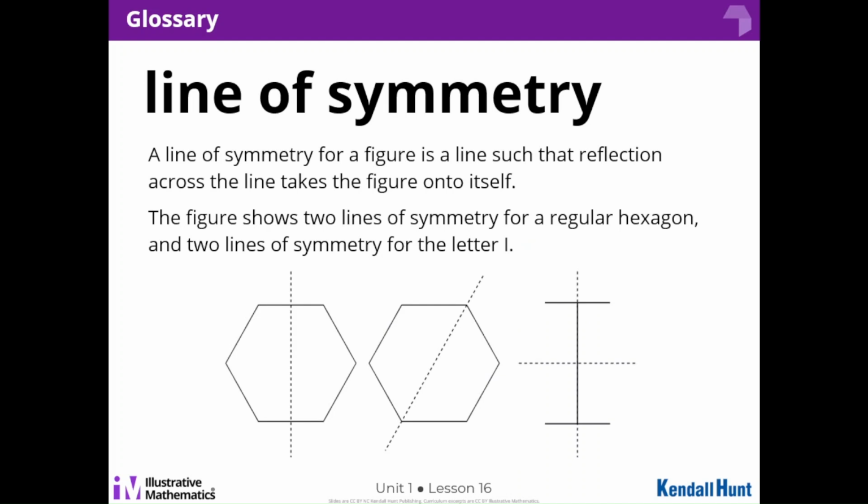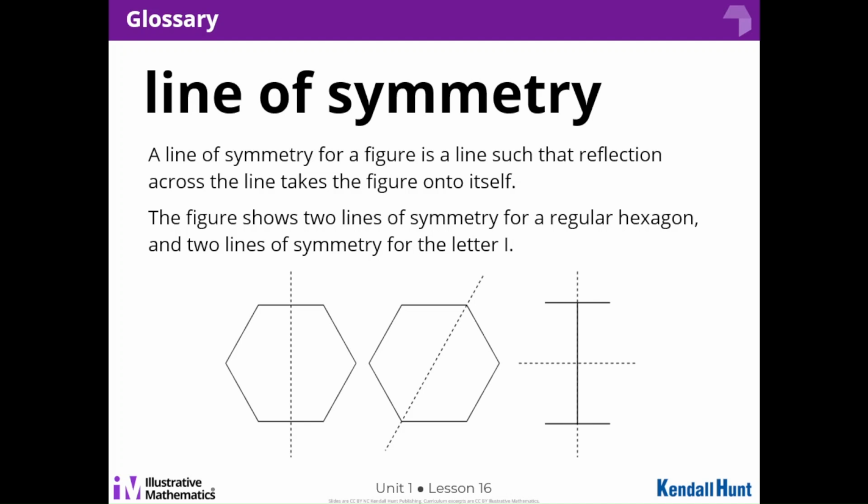Next, we have line of symmetry. We talked about this in Lesson 15. This is simply a line where if we were to reflect across that line, then the shapes would be directly on top of each other.